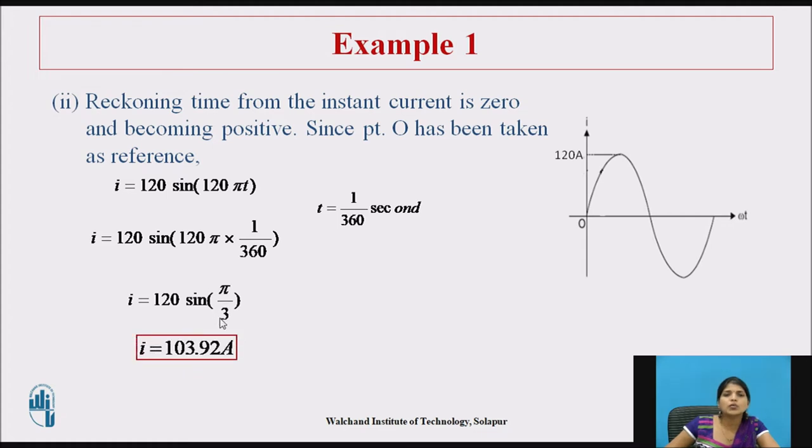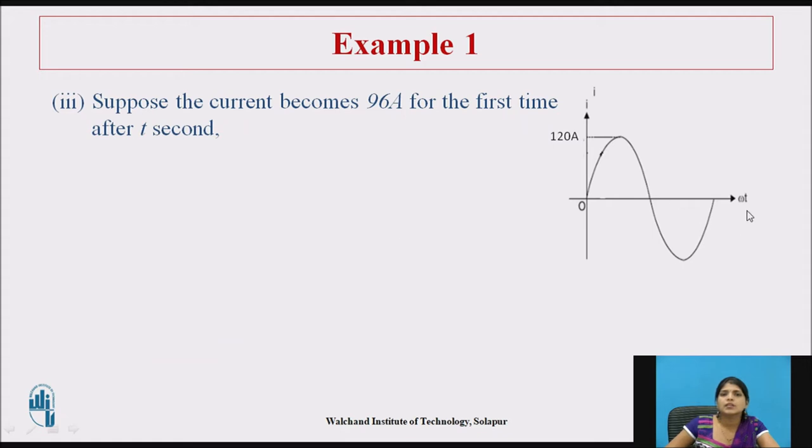So you have to calculate, and we'll get the answer I is equal to 103.92 ampere. Then the third point: suppose the current becomes 96 ampere for the first time after t seconds. So here, after t seconds, the current is 96 ampere.